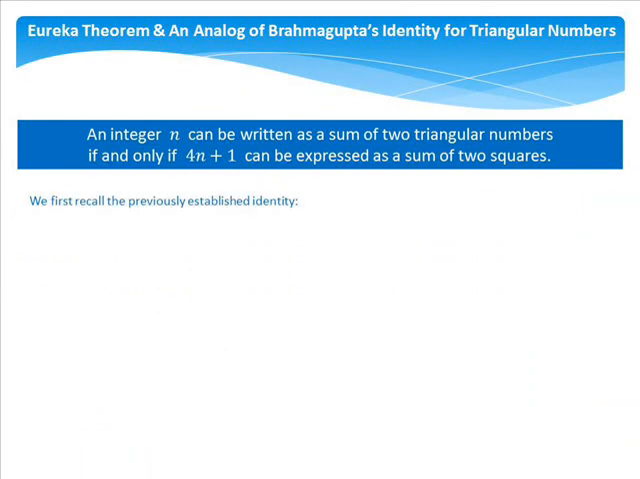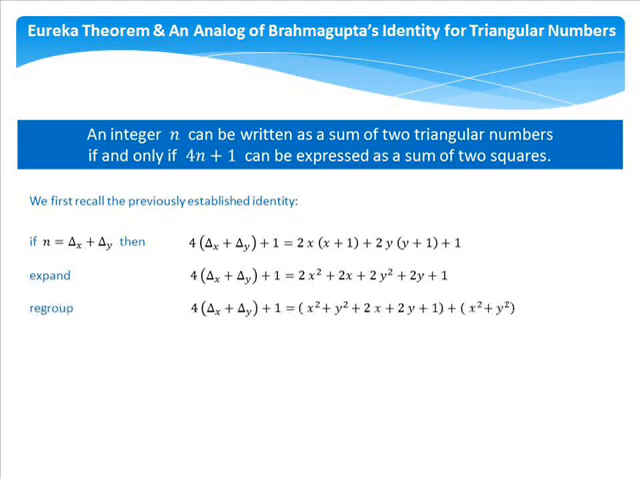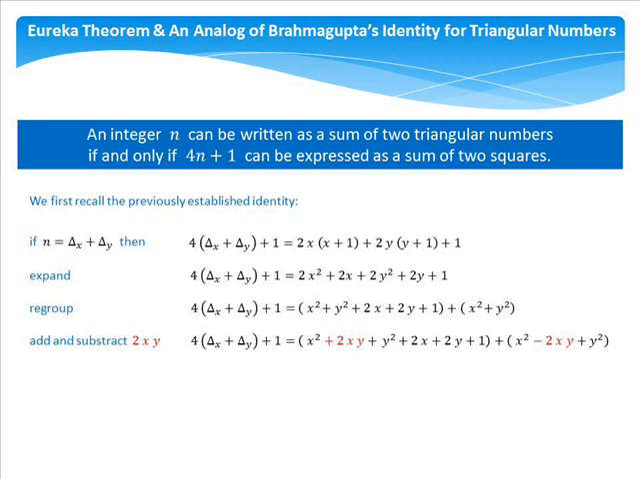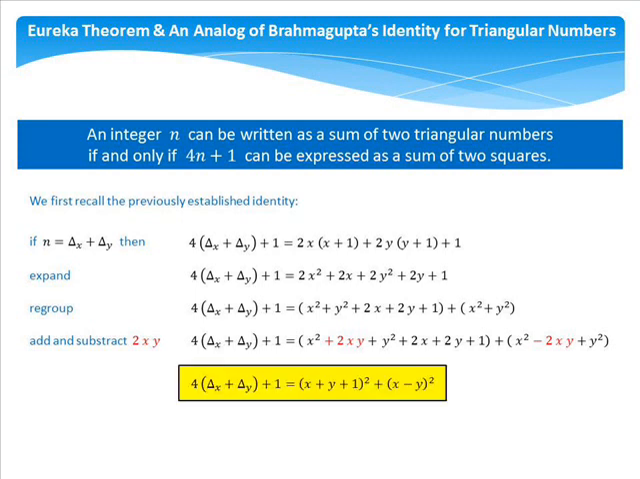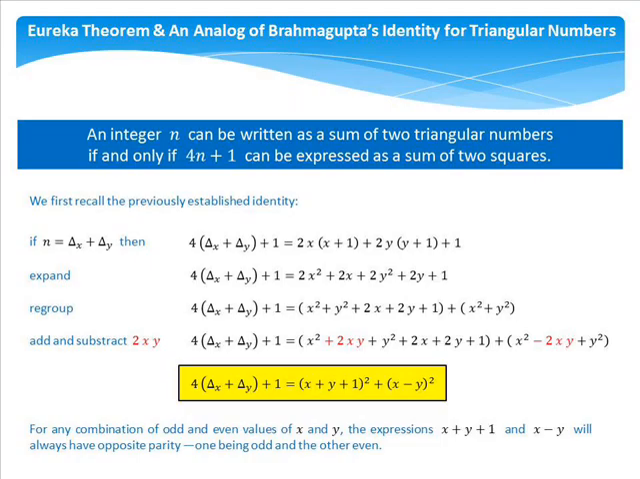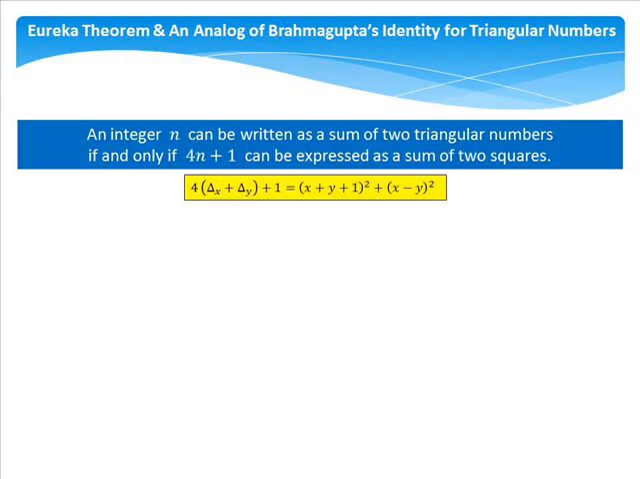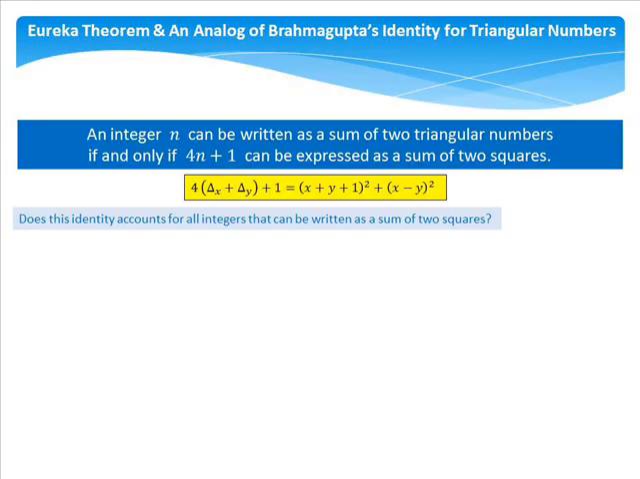We first recall the previously established identity. Given n equals the sum of triangular numbers x and y, we expand and regroup the terms. Then add and subtract 2 times x times y to complete the squares, recovering the previously presented identity. For any combination of odd and even values of x and y, the expressions x plus y plus 1 and x minus y will always have opposite parity, one being odd and the other even. Thus, this identity accounts for all integers that can be written as a sum of two squares.